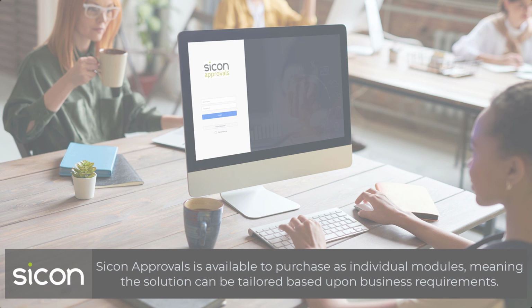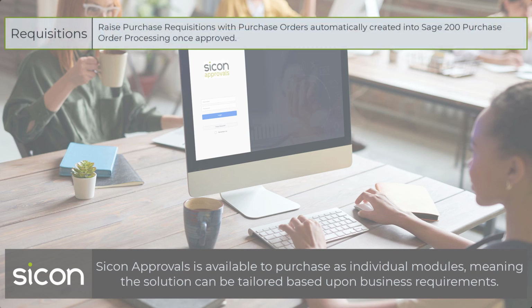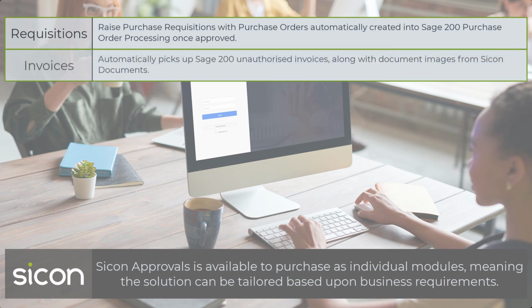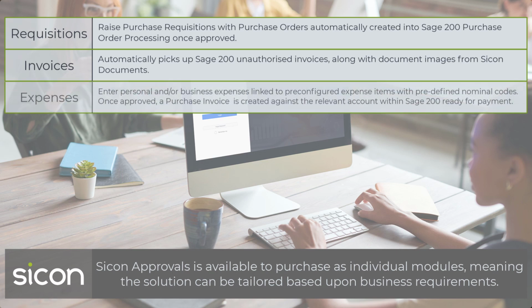Sicon Approvals is available to purchase as individual modules, meaning the solution can be tailored based upon business requirements. Requisitions. Raise purchase requisitions with purchase orders automatically created into Sage 200 purchase order processing once approved. Invoices. Automatically picks up Sage 200 unauthorized invoices along with document images from Sicon documents. Expenses. Enter personal and/or business expenses linked to pre-configured expense items with predefined nominal codes. Once approved, a purchase invoice is created against the relevant account within Sage 200, ready for payment.